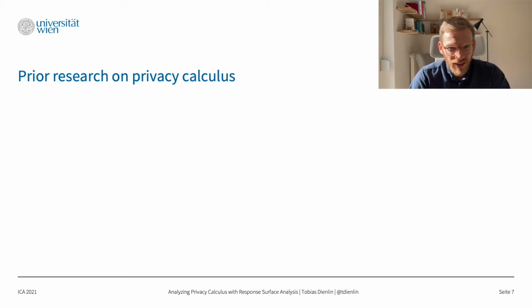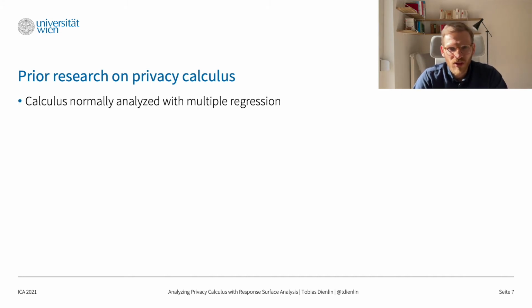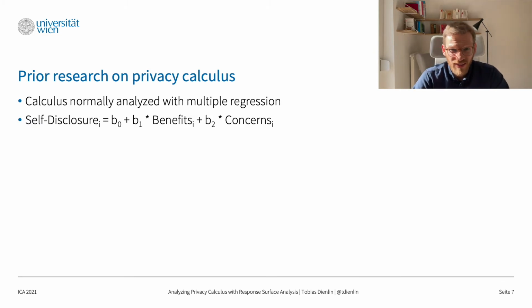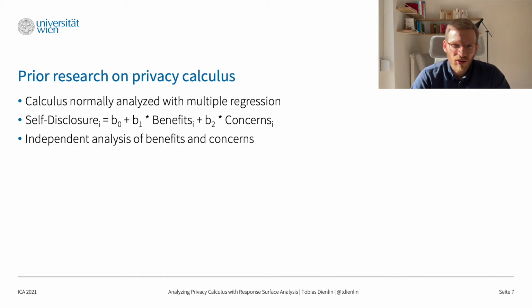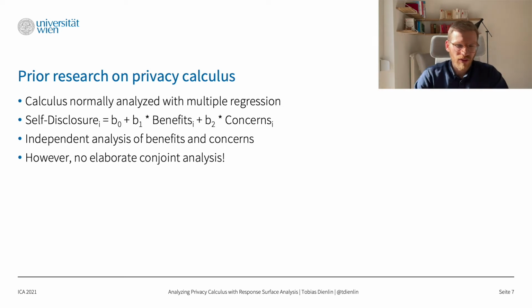Prior research on the privacy calculus adopted one particular type of analysis, which is normally multiple regression, either in path analyses and SEMs or just plain multiple regression. It looks like this typically. We want to predict self-disclosure of an individual. We start with an intercept, and then we have the benefits and the concerns, which are both weighed by a specific coefficient. In doing so, we treat both factors mostly independently, and we look at them individually. However, this isn't really an elaborate conjoint analysis of both factors, how they interact.